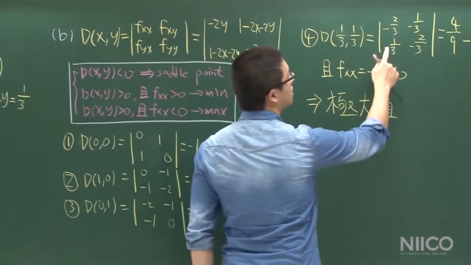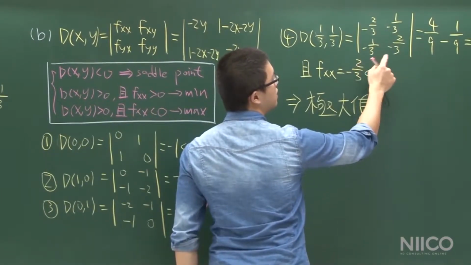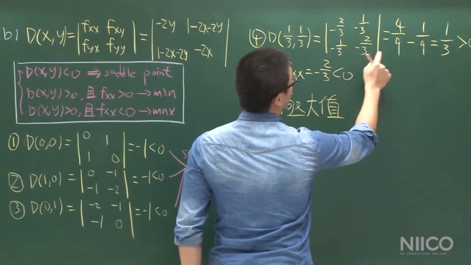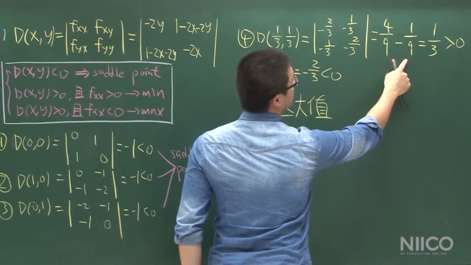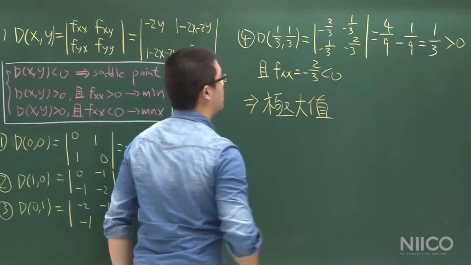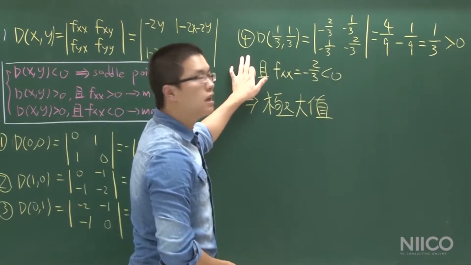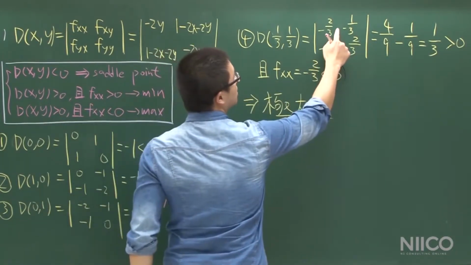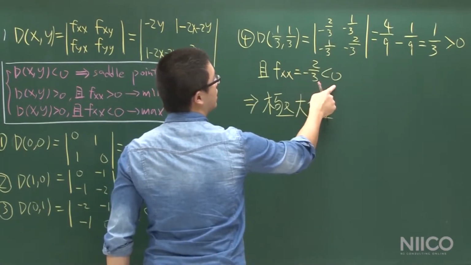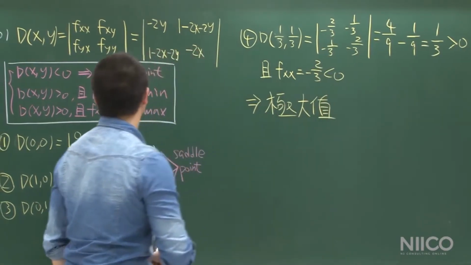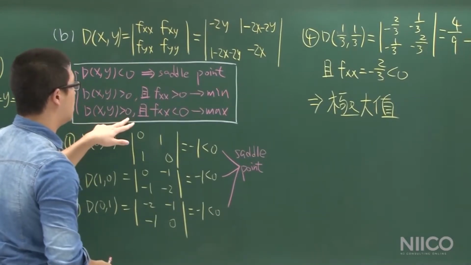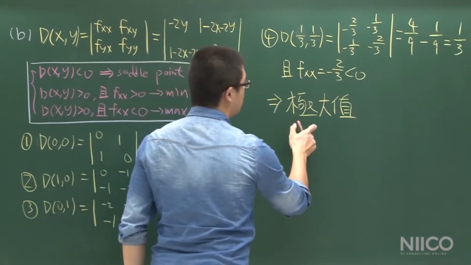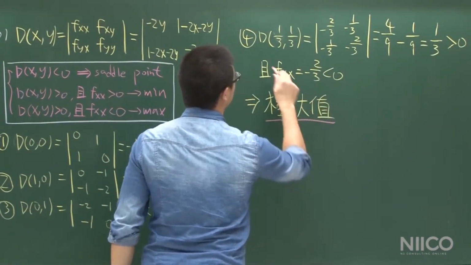Now, if x and y equals 1/3 and 1/3, we see that the determinant equals 4 over 9 minus 1 over 9. So it is 1 over 3, well, 1/3. And we see that 1/3 is actually larger than 0. And we see that f double partial x is negative 2 over 3, and it is smaller than 0. So based on our previous reasoning, we see that it is actually a maximum value. So between all these 4 points, there is only one maximum value, and that is when x and y equals 1/3 and 1/3.